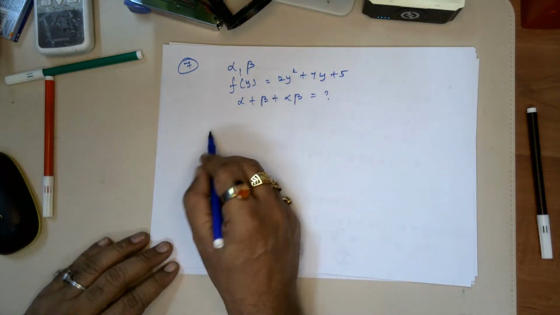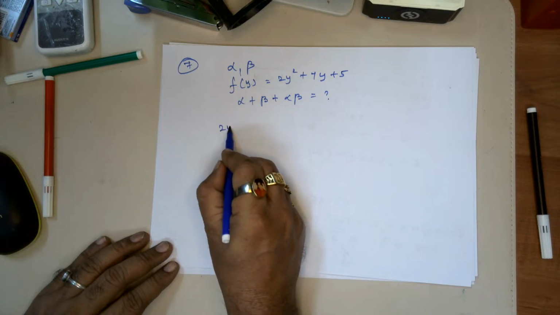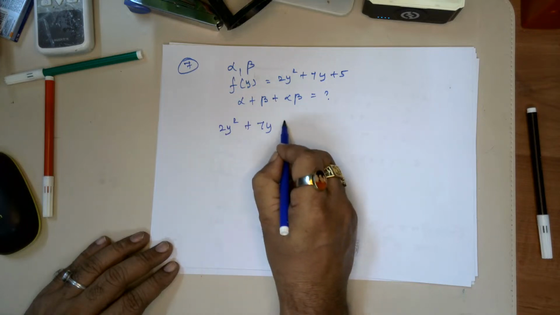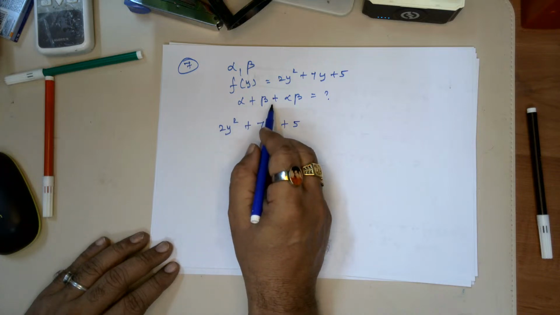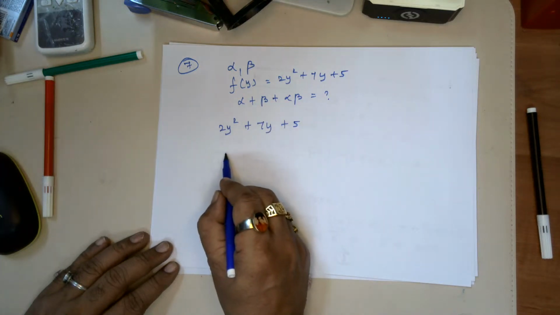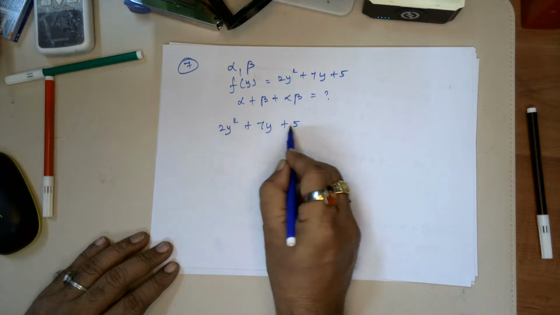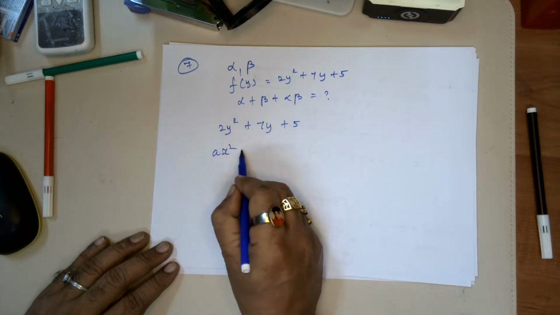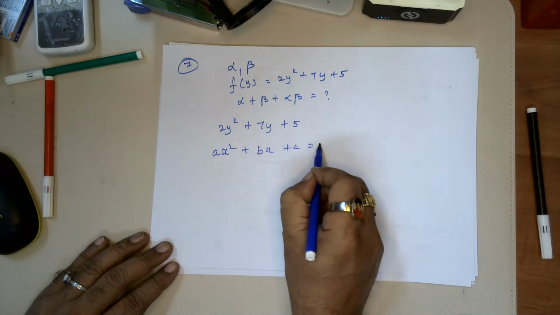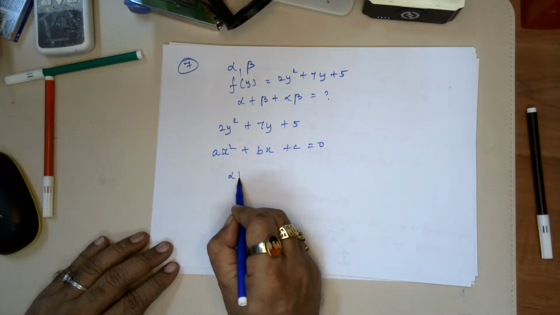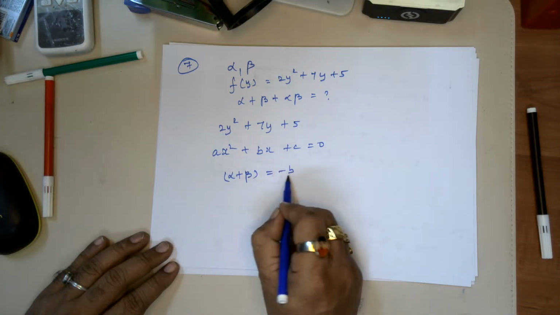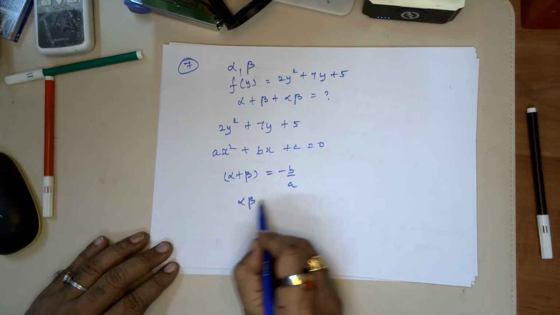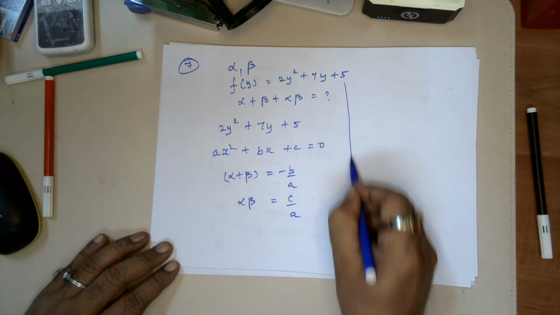So let us compare this equation. The given polynomial is 2y squared plus 7y plus 5. Here, for alpha plus beta, we know the sum of roots. Let us compare this with the general quadratic equation ax squared plus bx plus c is equal to 0. We know already the sum of roots, alpha plus beta, is equal to minus b by a, and alpha beta is equal to c by a. So we can substitute accordingly.